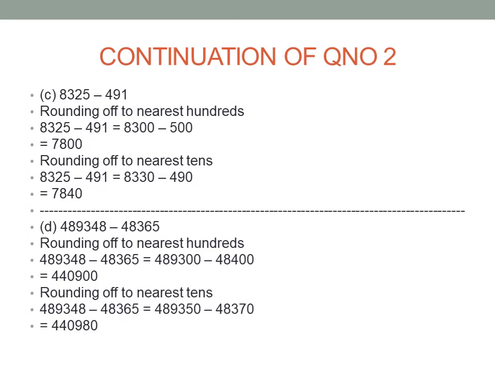Okay, coming to the next bit, it is the same as this, but here we will have more digits. So here it is 4,89,348 minus 48,365. Don't get confused, girls. Don't change the thousands digit, ten-thousands digit or lakhs digit. Only when they ask for rounding off to the hundreds digit, we have to round off to the nearest 100 only.